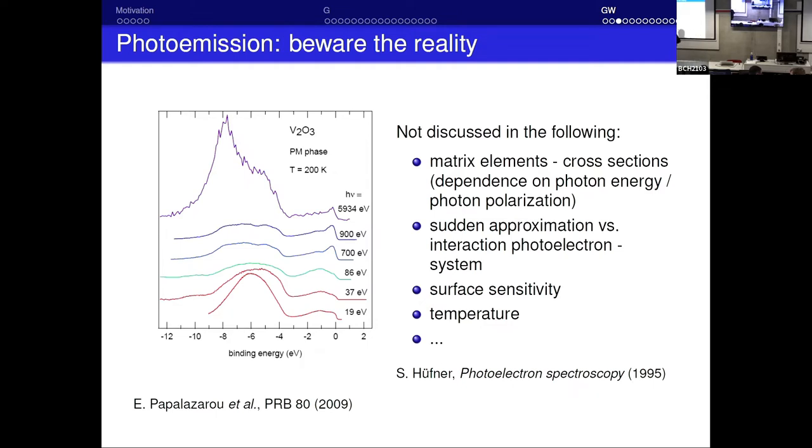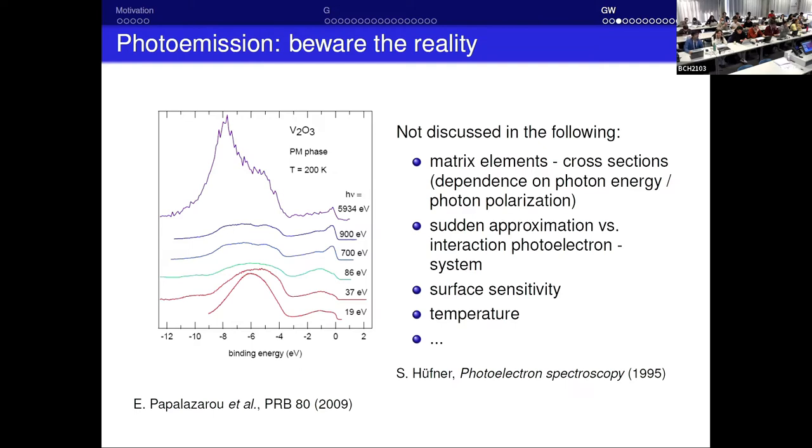You see that these are different at different photon energy. We go from 19 electron volt to 6 kilo electron volt, so a very large energy range. The effect is that the shape is completely different. But we are always looking at the same energy in the valence band structure. It means that here we are creating a hole that has a binding energy of 2 electron volt. Always the same binding energy.